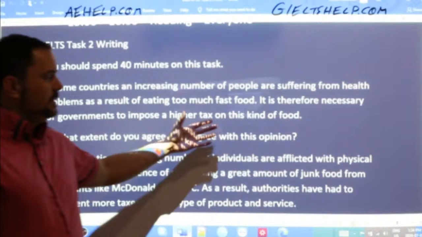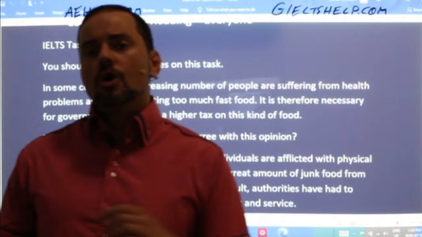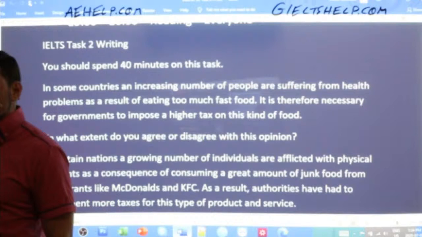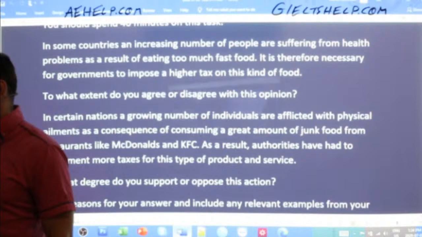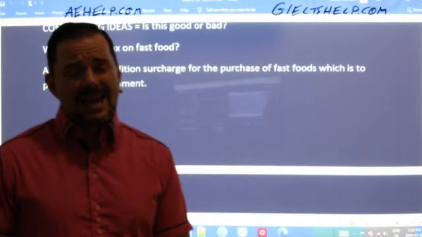So the topic is fast food. More specifically, the topic is tax imposed on fast food. And the controlling idea is why we would do that. So why would we impose a tax on fast foods? And do we agree with this idea? So the logic of creating additional taxes, maybe some of you remember, I called that a surcharge of sorts. Okay, and then we got into some good planning, talking about the topic and the controlling idea. Students, always take a couple of minutes to plan your essay before you begin writing, okay?